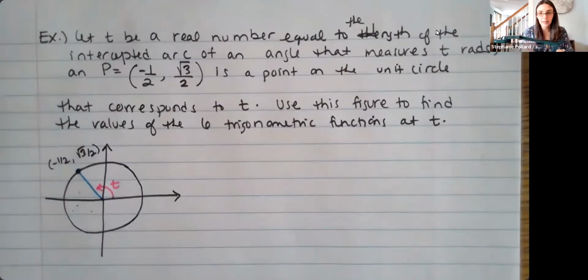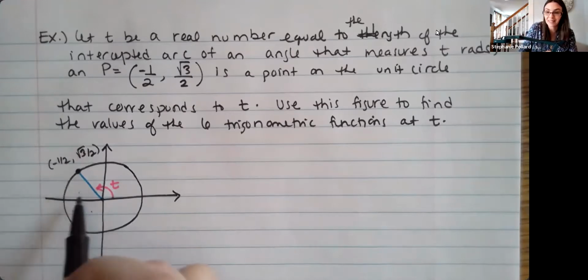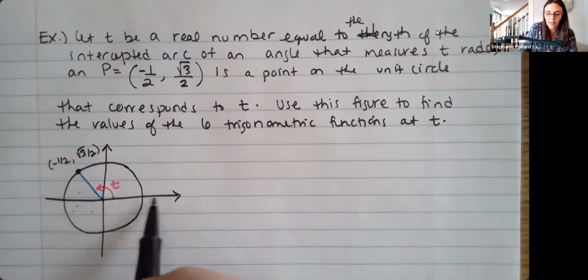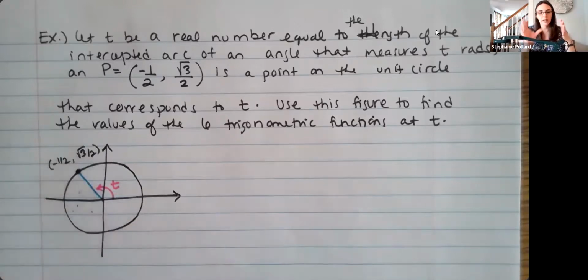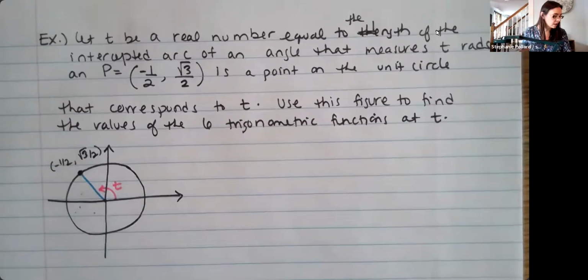I do have to think about it a little bit because my x value is negative. I do want it on this side of the graph. Positive x's are here, negatives are there, and my y is positive. So I know it's somewhere in the second quadrant. I don't know exactly how far that angle is, but I know it's somewhere over there. So that is our general picture.